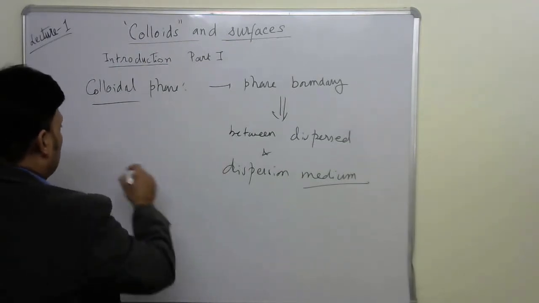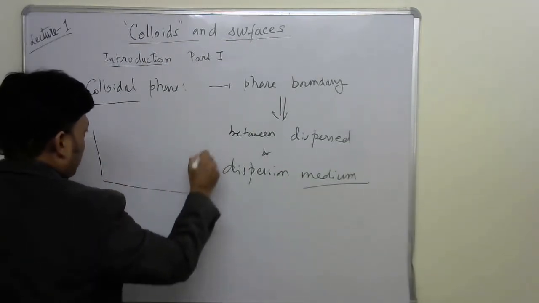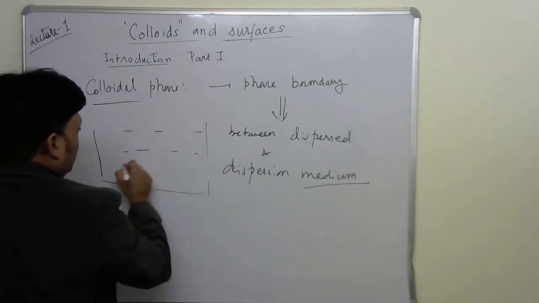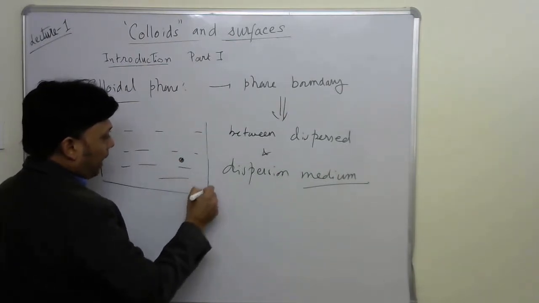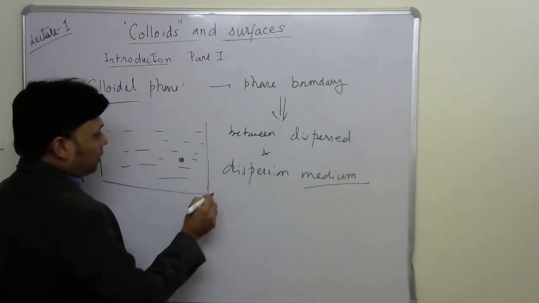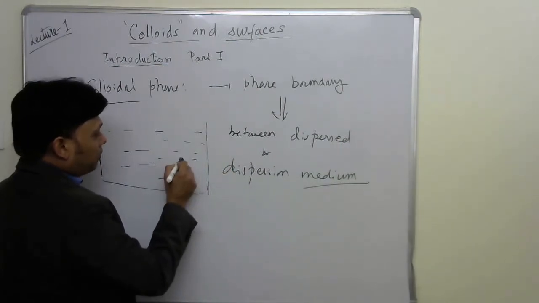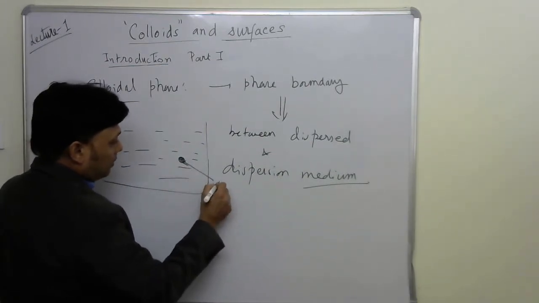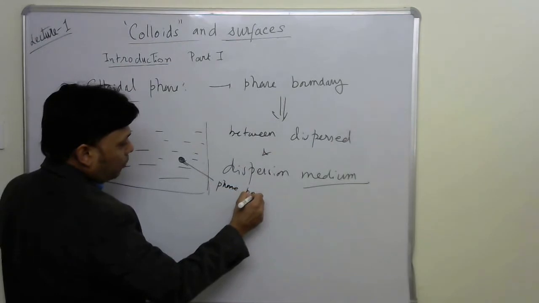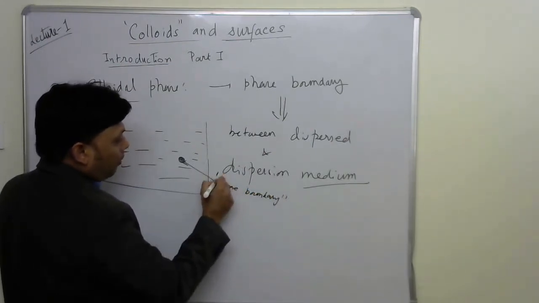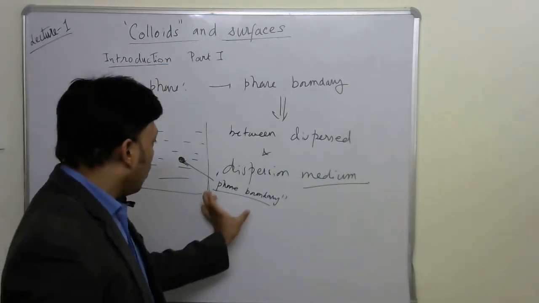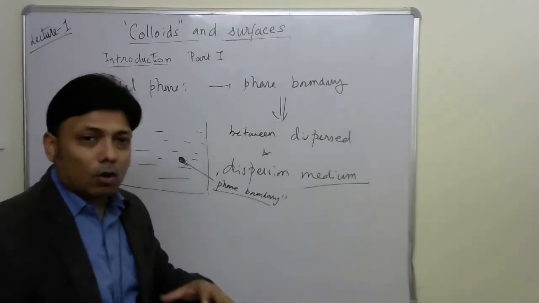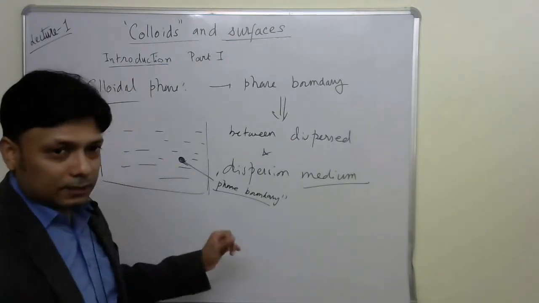For example, if we talk about a macroscopic picture, we have this dispersion medium and we have this particle. Maybe this particle is a solid particle and the bulk is say water. So this is the dispersion medium and this is the dispersed medium, and there is a phase boundary. This phase boundary separates the dispersed medium from the dispersion medium, and it is always present whenever we talk about a colloidal phase or a colloidal system.